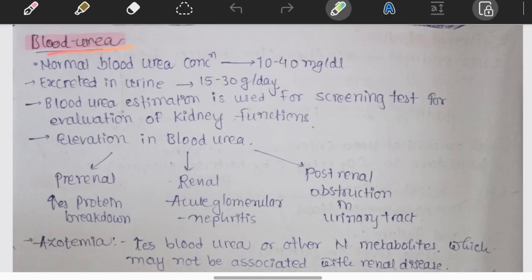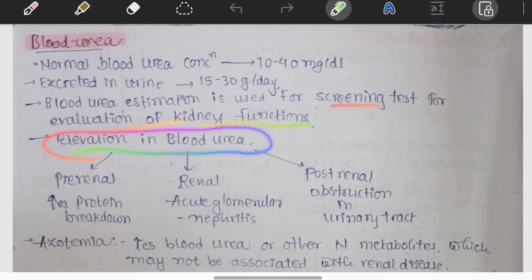Let's see blood urea. The normal blood urea concentration is 10 to 40 mg per dl, and 15 to 30 gram per day is excreted in urine. Blood urea estimation is used as a screening test for evaluation of kidney functions.